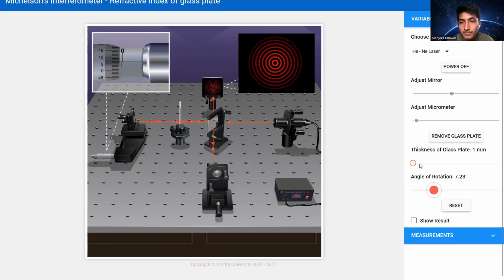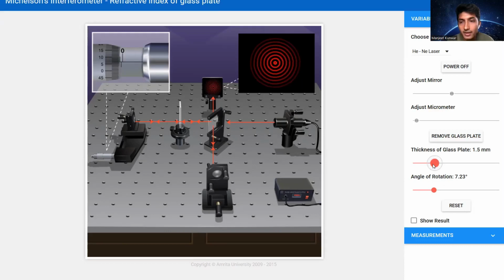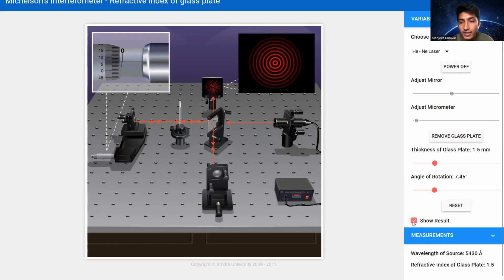So I'm going to put the thickness of the glass plate as 1.5 millimeter, and adjust the angle of rotation to 7.45 and show the result. Then we have the wavelength of source and the refractive index of the glass plate is 1.5, which is the objective of our experiment.